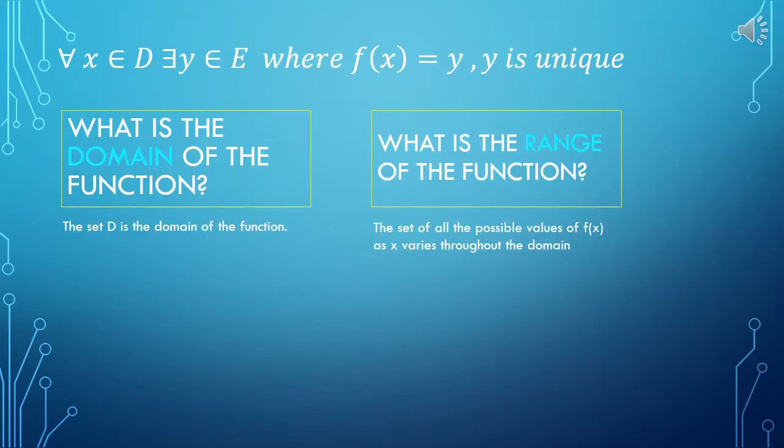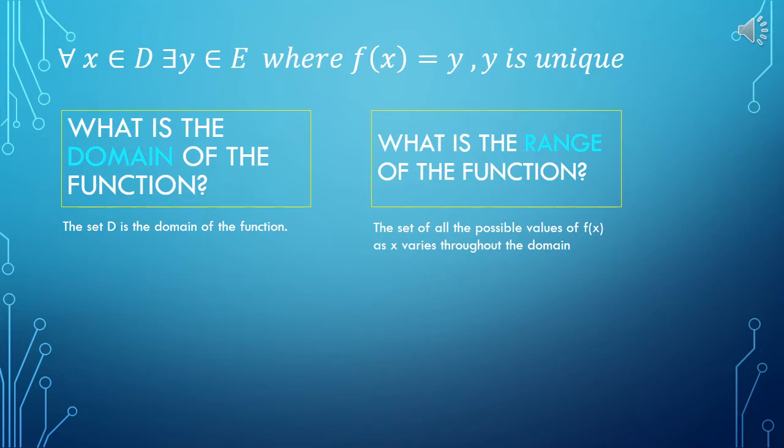Knowing that for every x belonging to D, there exists y belonging to E, where f of x equals y and y is unique, we can answer two questions. The first question is, what is the domain of the function? The domain of the function is this set D. The second question is, what is the range of the function?